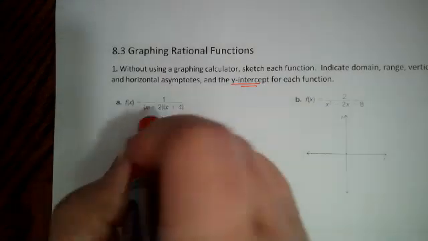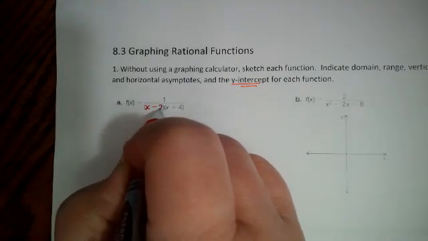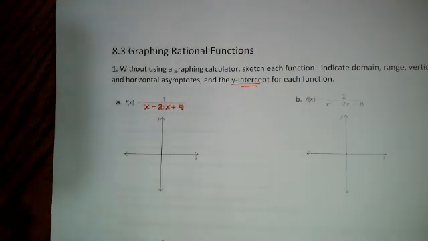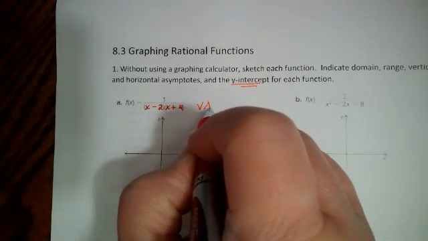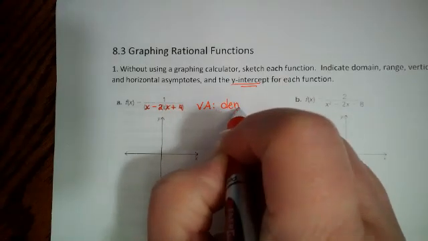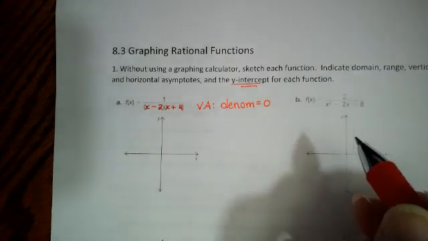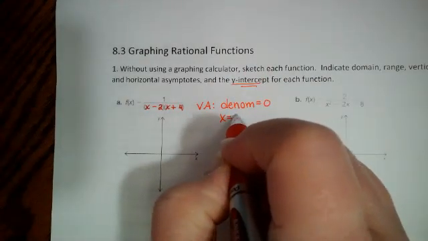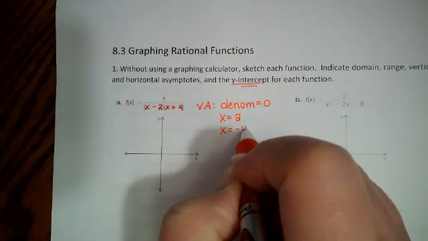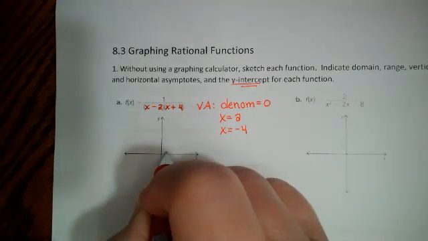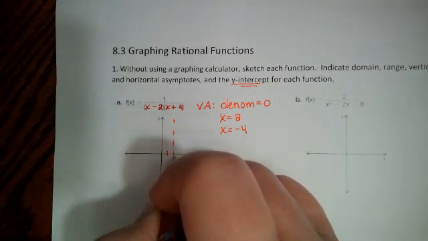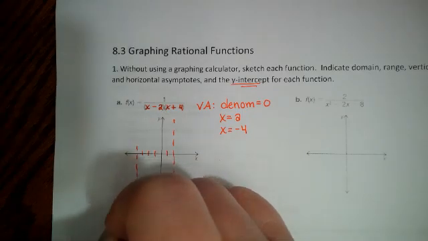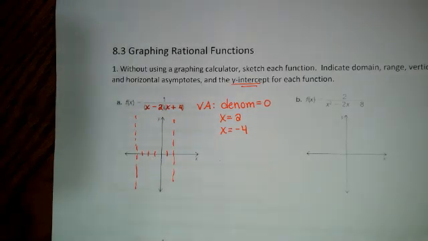This one says 1 over (x minus 2)(x plus 4). So I know that my vertical asymptotes are whatever makes the denominator equal 0. On this one, my denominator would equal 0 at x equals 2 and x equals negative 4. So we'll pretend like there's actually a line there. So those are my vertical asymptotes.